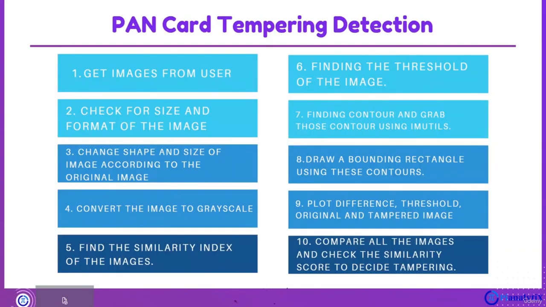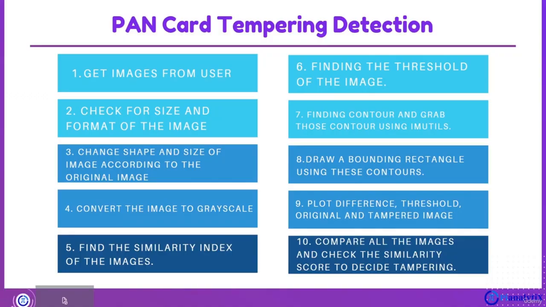We'll do this project in 10 simple steps, in which first we take the images from the user. We'll find the threshold, and we'll find the size and the format of that image. We'll change the shape and size of the image that we get from the user to the original PAN card image. Then we'll convert that image to grayscale to find the similarity index. After the similarity index, we'll find the threshold of the image, find contours, and grab those contours using IMUtils. Next, we will create a bounding rectangle using those contours. After that, we'll plot the difference, threshold, original, and tampered image, which we will compare and get the similarity score to decide whether the image is tampered or not.